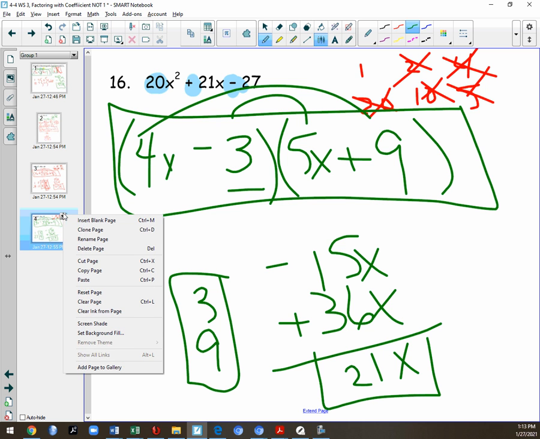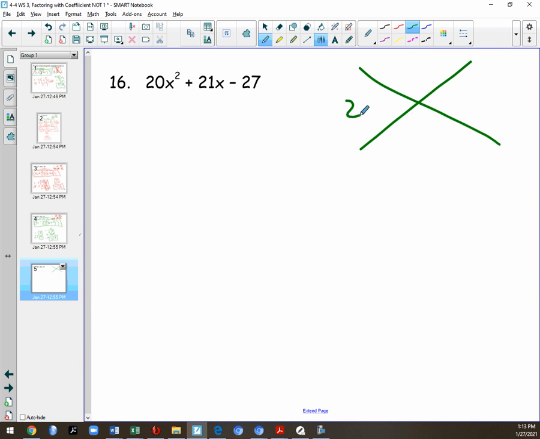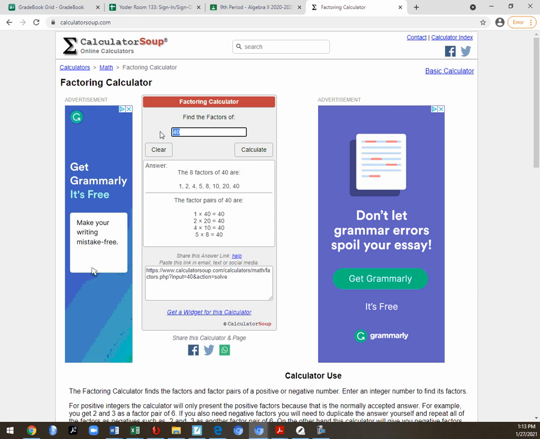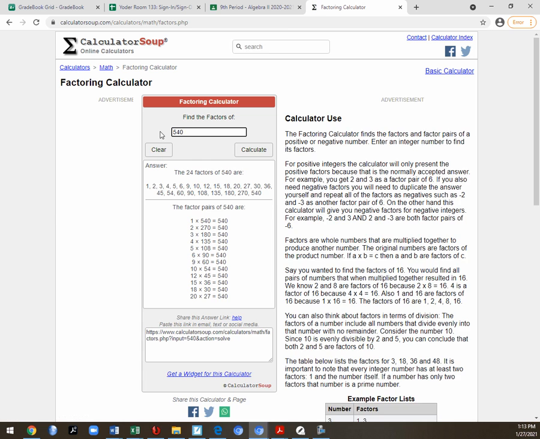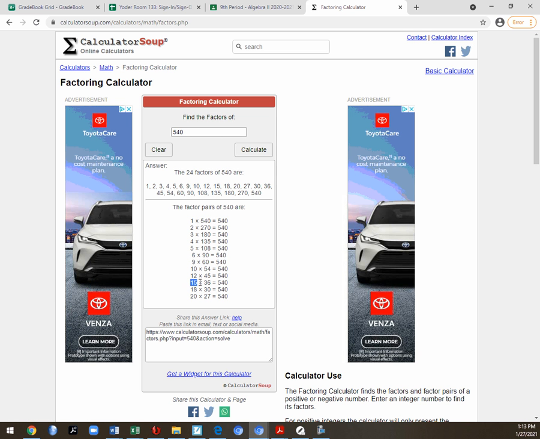For those of you who prefer the other method, I'm going to go ahead and do it again, and I'm going to do the X method. This is a 20, this is a 27, this is 540, and I need a 21. Yes? So, with that said, let's go ahead and go over to our lovely little calculator here. I need 540. Those are all my factors, and I need to have 21 whenever I subtract them. Well, looky here. If I take 36 and subtract 15, that will give me 21.